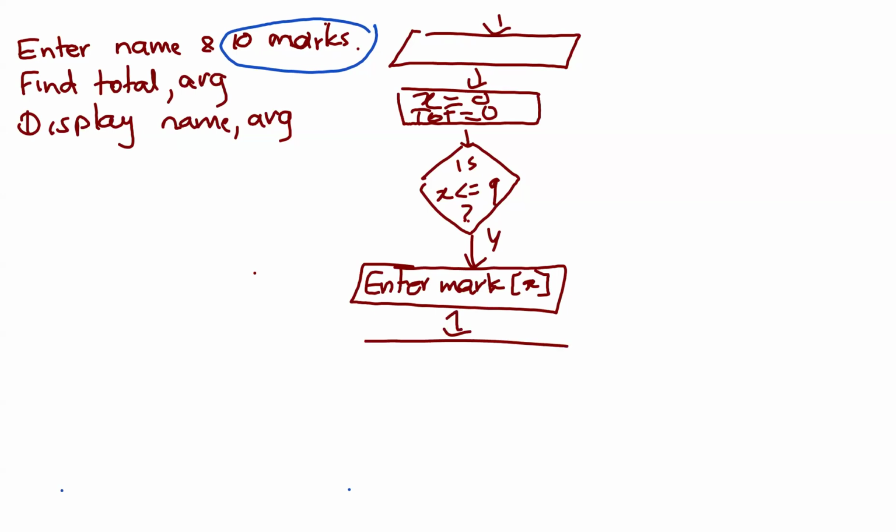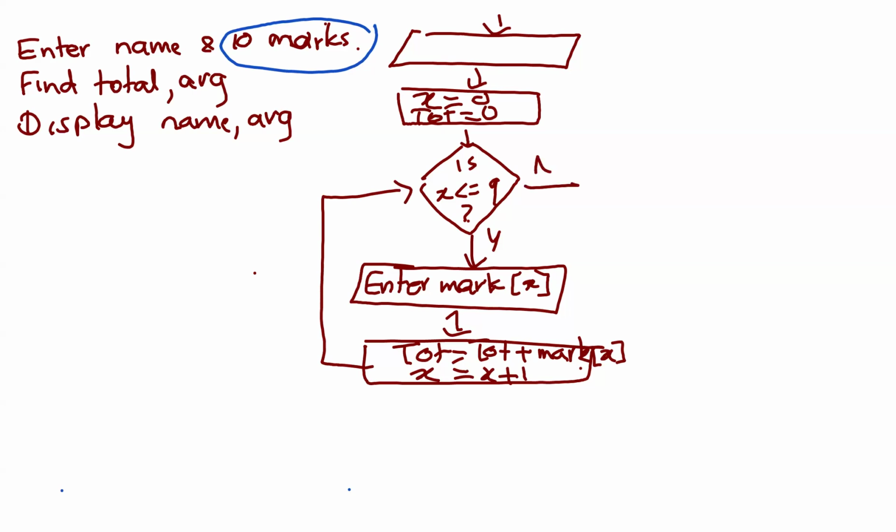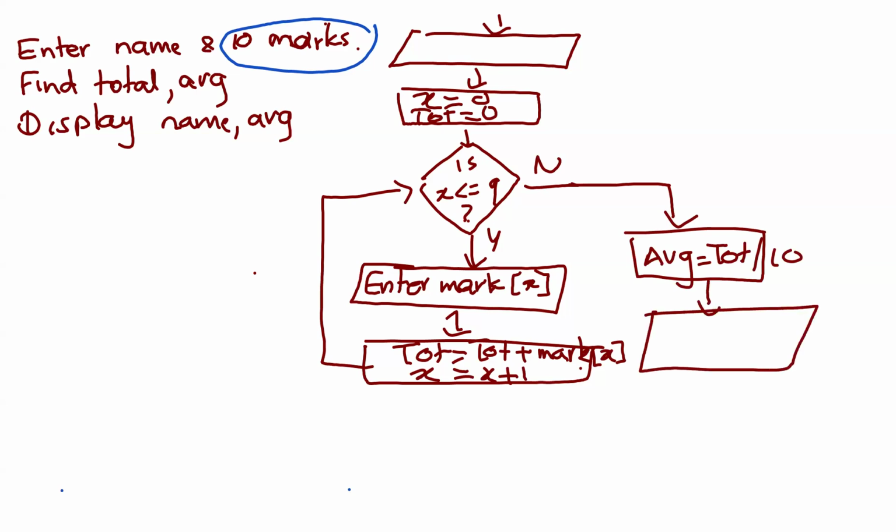And then total equals total plus mark x, and x equals x plus 1. Then go up. If it is no, you're going to find the average. Average equals total divided by 10. Then you can display whatever you need to display. Okay, right. That is also okay. Then go for the next one.